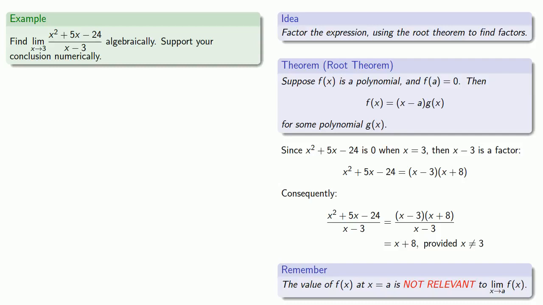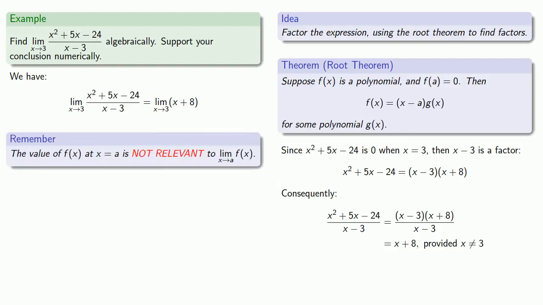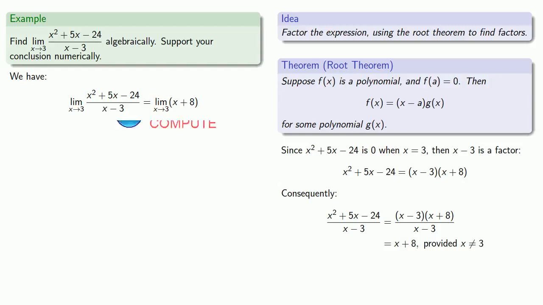So, the limit of this rational expression is going to be the same as the limit of the simpler expression. And that's because the only two places that these functions are different is at x equals 3, and the value of the function at x equals 3 is not relevant to the limit as x approaches 3. So we find our limit, which will be 11. Now remember, this is the claim that as x gets close to 3, this expression is going to be close to 11.